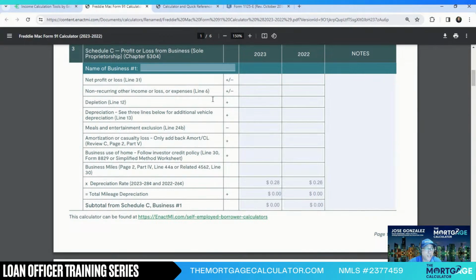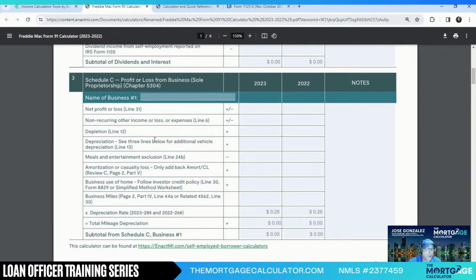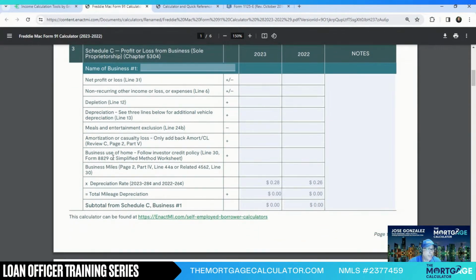Depletion is a plus, gets added back. This will be a plus or a minus depending on if it's a non-recurring income or non-recurring loss or expense. The same here, net profit or loss. Business use of the home is on a line in the Schedule C, line 30, pretty easy to find. Business miles are on page 2 of the Schedule C, or it could be in form 4562, line 30.